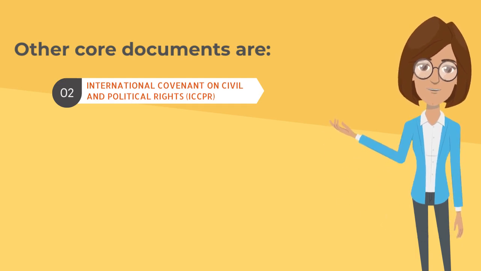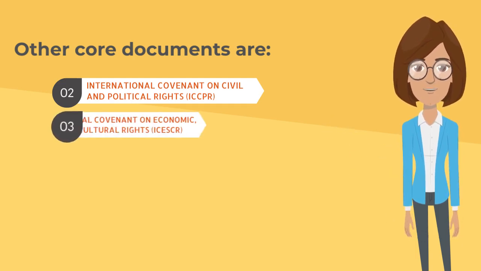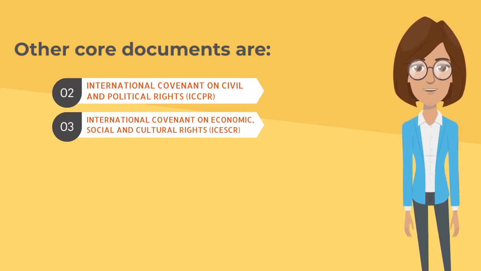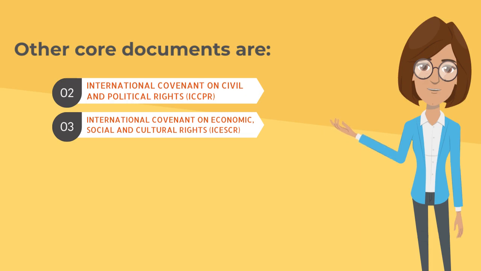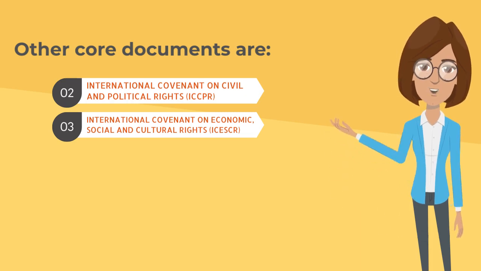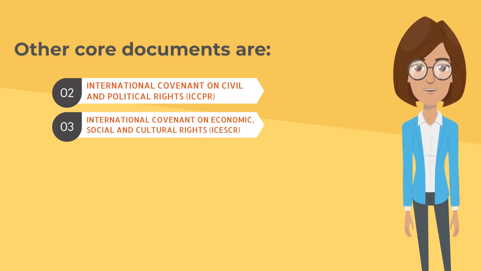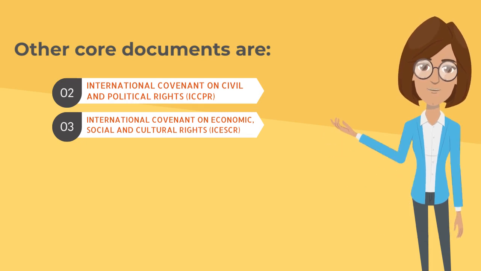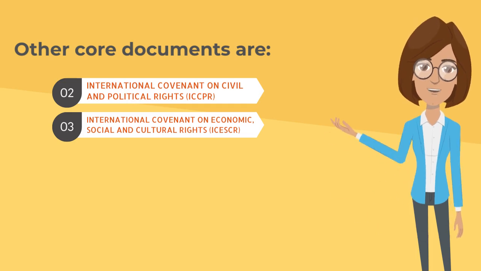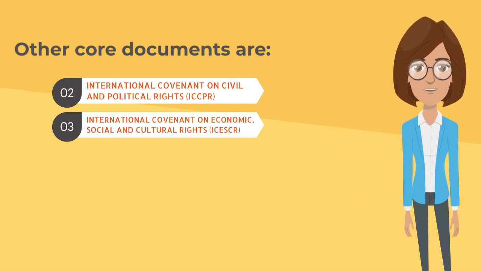to a fair trial. The International Covenant on Economic, Social and Cultural Rights, ICESCR, also adopted in 1966. The ICESCR is another legally binding treaty that focuses on economic, social, and cultural rights. It recognizes the right to work, the right to education, the right to health, and other related rights.